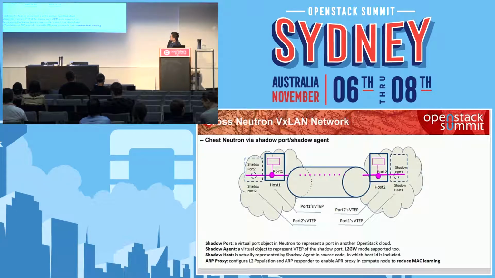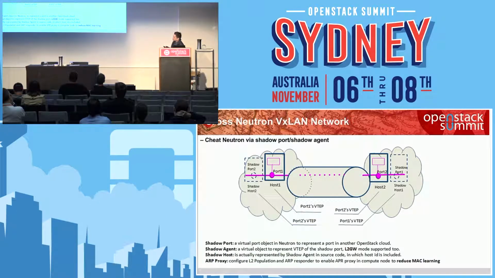For the infrastructure layer, we use Tricircle to create the cross-Neutron VXLAN network. The VXLAN L2 network is created through the shadow agent and the shadow port. We use the shadow agent to cheat the Neutron server. So the Neutron server may consider it has one agent, but it does not exist in this Neutron because no real host is bound to this agent.